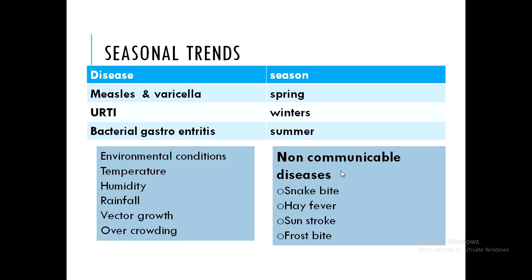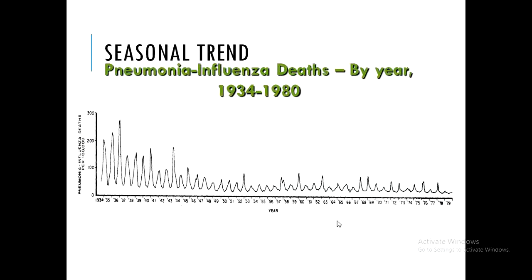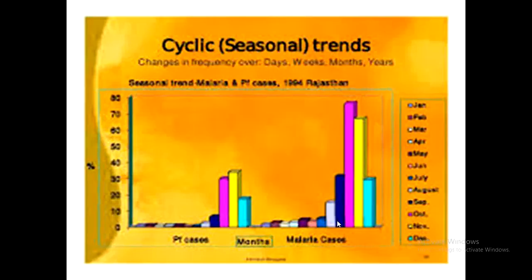But in non-infectious diseases as well, we can see seasonal trends. For example, snakebite is more common in rainy season, hay fever is more common in spring, sunstroke is more common in summers, frostbite is more common in winters. So it is commonly seen in both the infectious and non-infectious diseases. Again, just to show you the seasonal trends in pneumonias and influenzas, that it increases in winters.